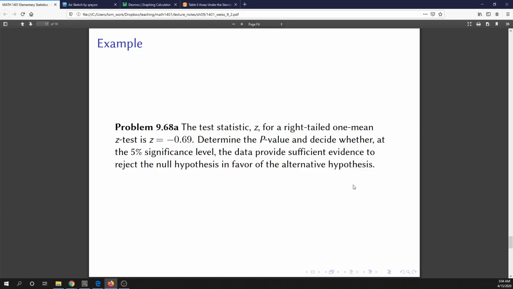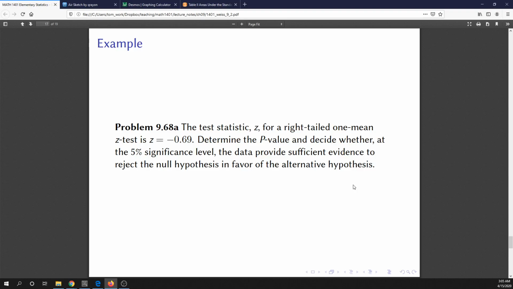In this video, we are going to work through problem 9.68. In part A, it says the test statistic z for a right-tailed one mean z-test is z equals minus 0.69. Determine the p-value and decide whether at the 5% significance level the data provides sufficient evidence to reject the null hypothesis in favor of the alternative hypothesis.